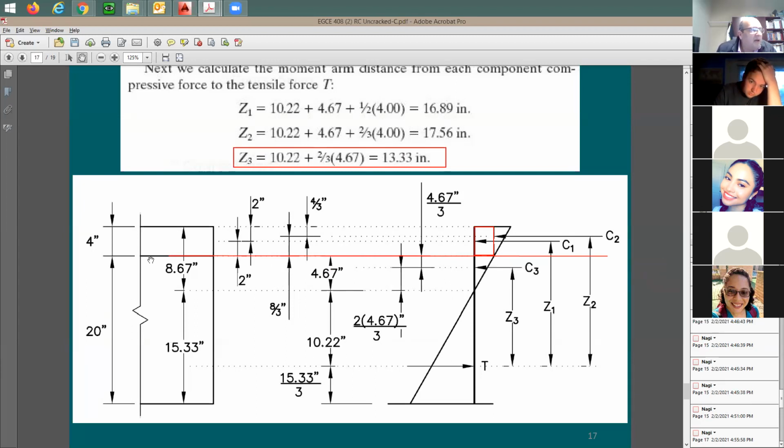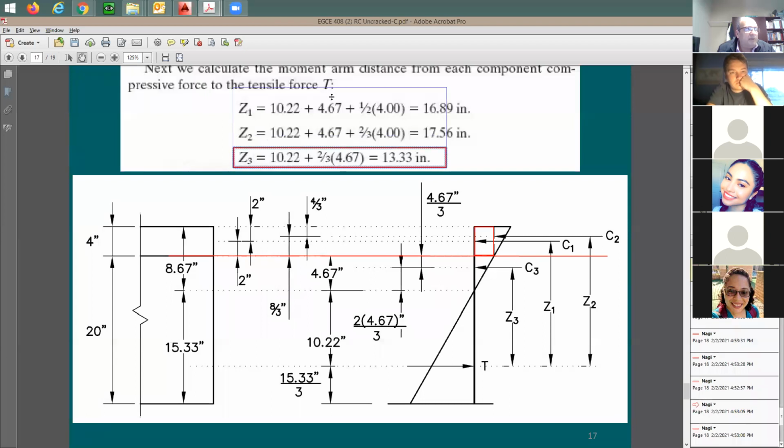C1 is going to be at the mid height of the 4 inches, which means at 2 inches from the top of the flange. So I'm going to be going down here 2 inches. And then with that, if you know this, you can figure out the distance from C1 all the way to the tension force. So finding out Z is going to be a kind of geometry problem that you should be able to do on your own.